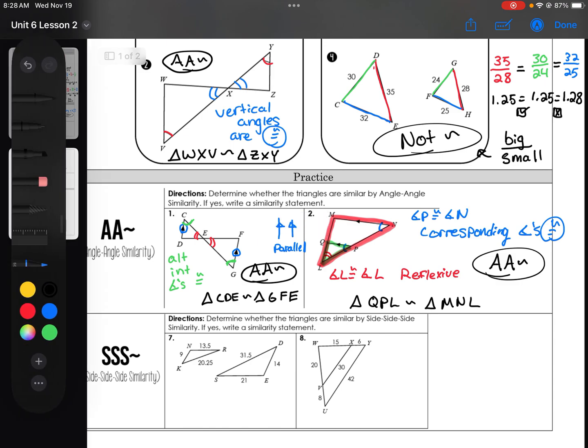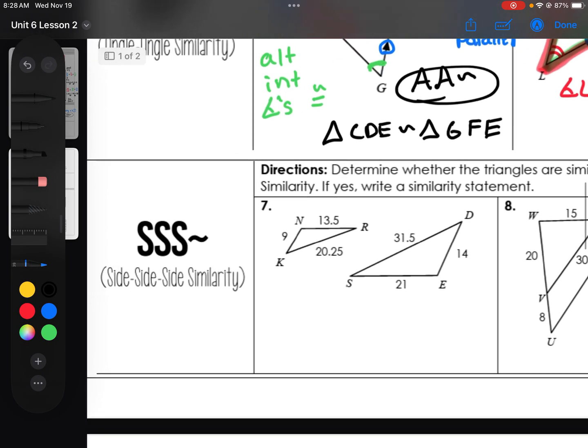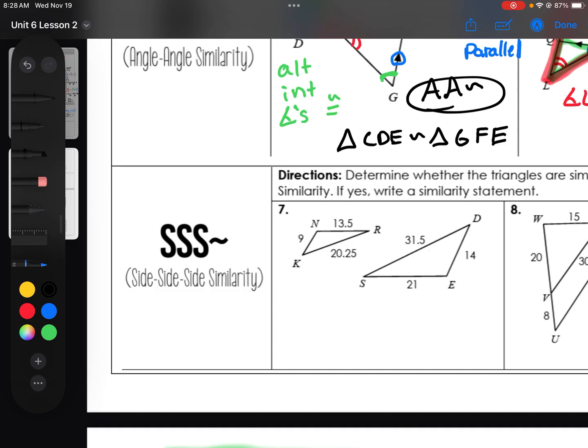Okay? So down here we have our side similarity, so we need to set up our proportions to see if they're equal. I'm going to get us set up on number 7. Pause the video when I tell you and see if you can figure it out. So once again, I'm going to start with the smallest side in this triangle and the smallest side in this triangle. So 9 over 14, that's small over big, okay? Now I need to look at the largest side. The largest side is 20.25 over here.